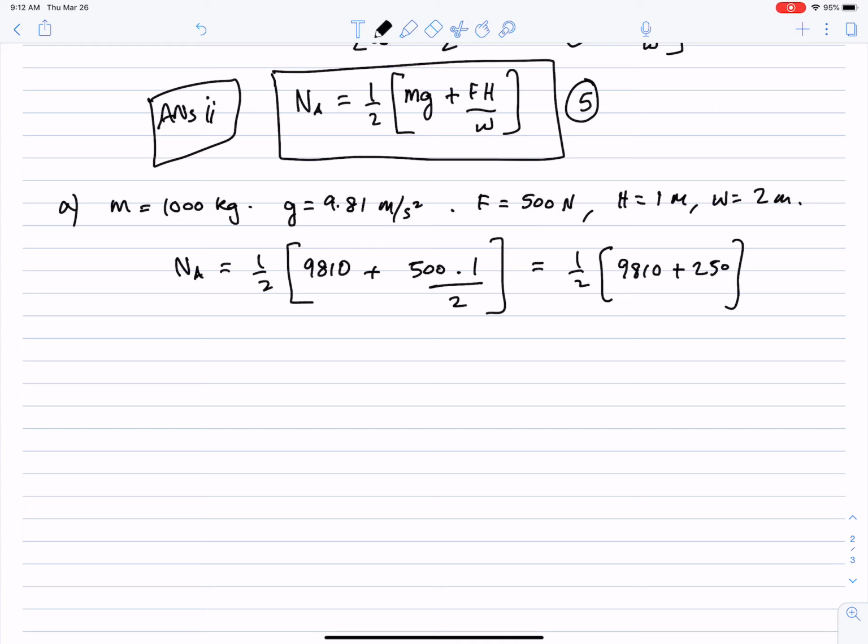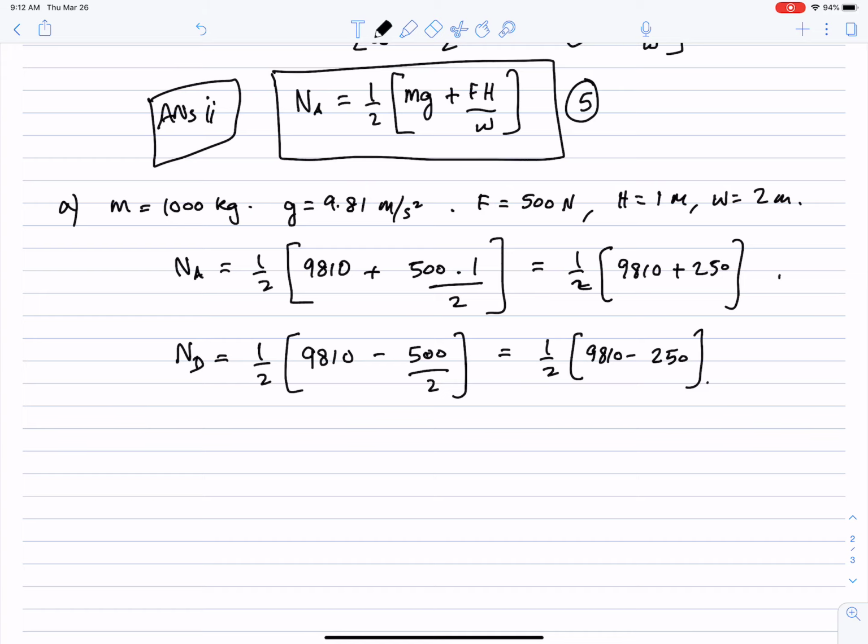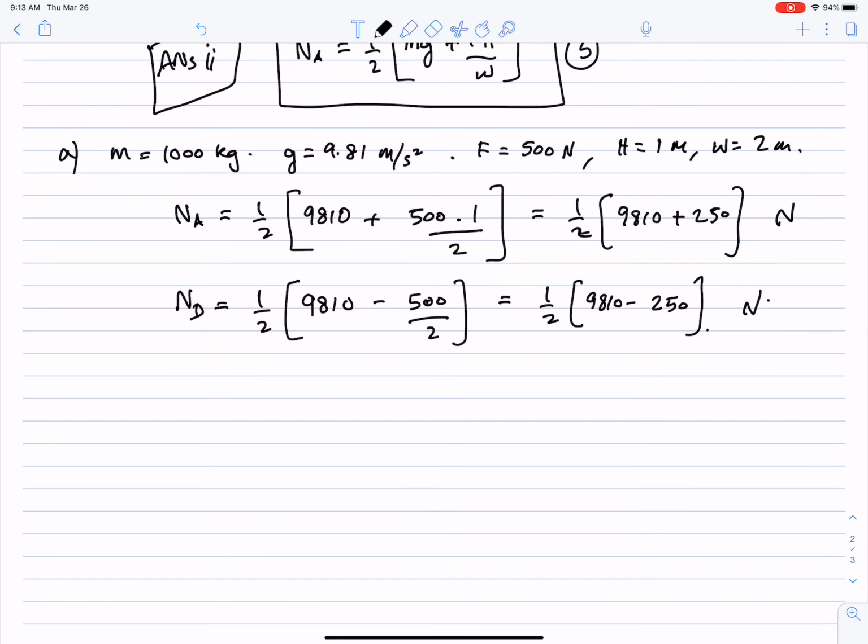It's not super important, the actual number. And then ND is basically the same thing. It's going to be minus the same quantity, so it's going to be half 9,810 minus 250. Okay, so that's part A, and in newtons, everything is in newtons. These normal reactions are going to be newtons. So that's part A. Okay, so that's a correct answer. This is all correct.